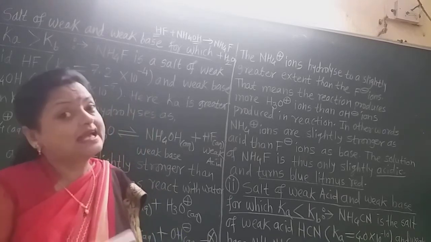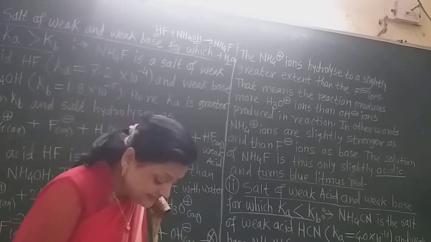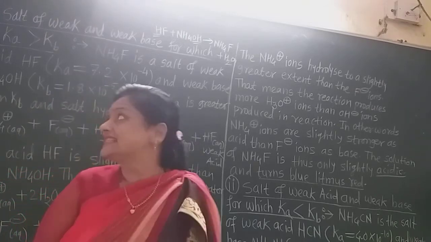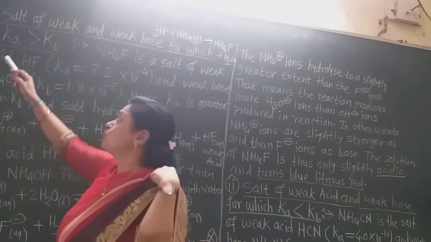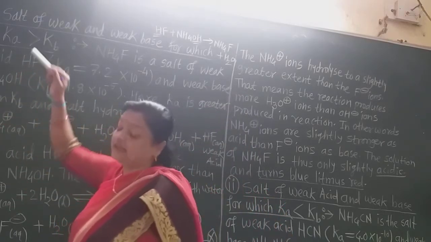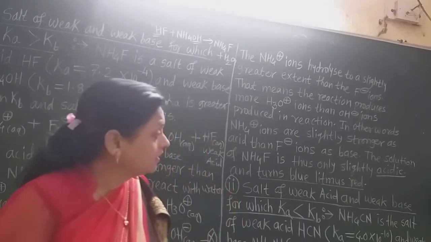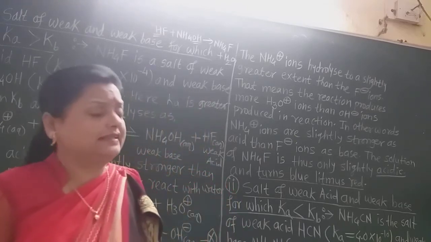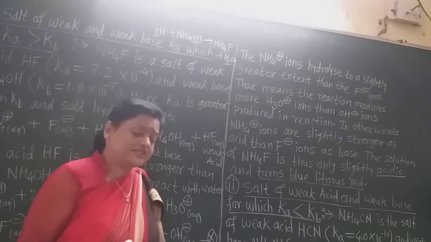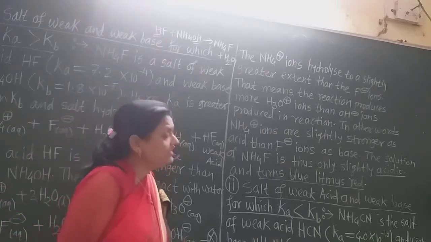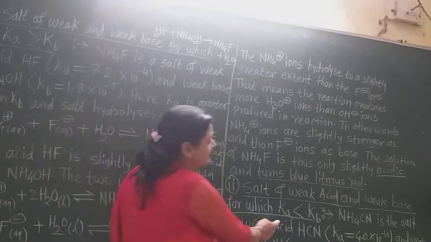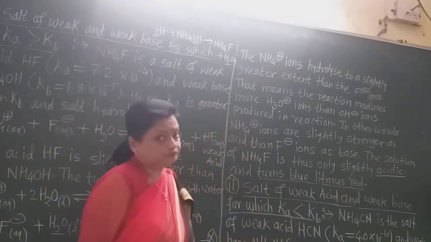The solution is acidic in nature, and this is the case where the salt of weak acid and weak base has dissociation constant values where Ka is greater than Kb. Now let us learn the same kind of salt, that is the salt of weak acid and weak base, but in that case what will be there? Salt of weak acid and weak base for which Ka is less than Kb now.